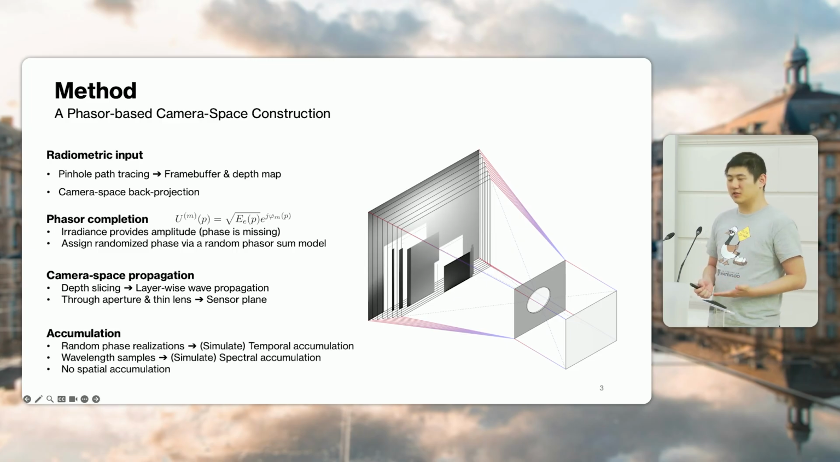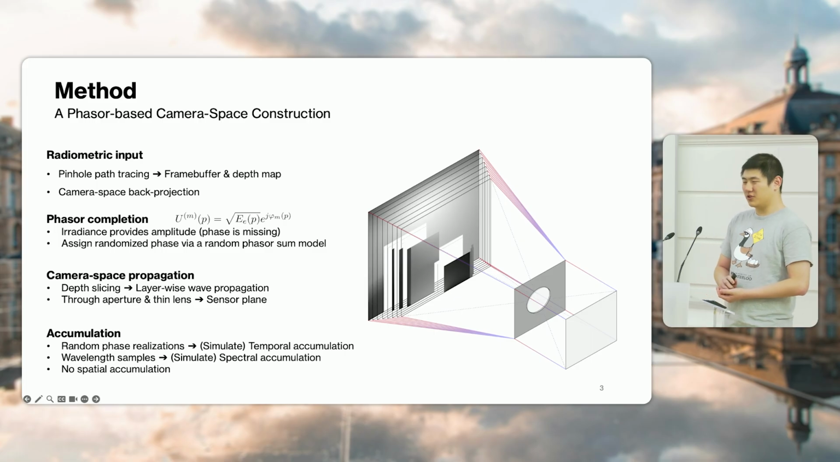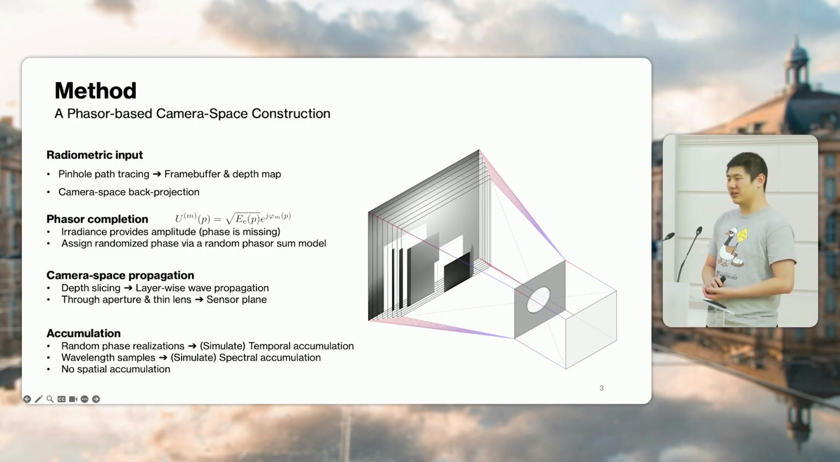Then on the sensor, we simulate the temporal accumulation by averaging between different realizations, where each realization consists of a different phase initialization. And for the wavelength accumulation, we average realizations with different wavelengths. And unfortunately, the current version of this construction does not support spatial accumulation.